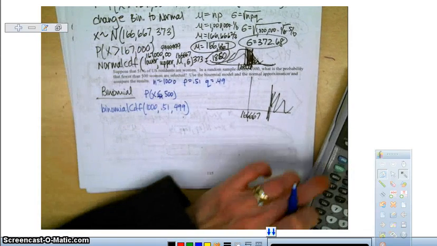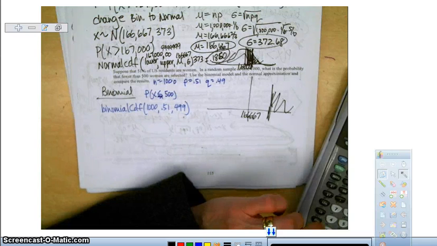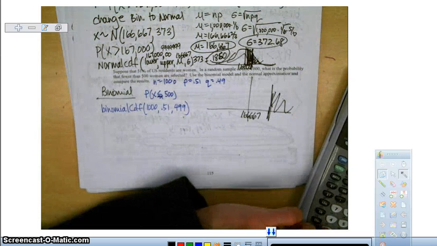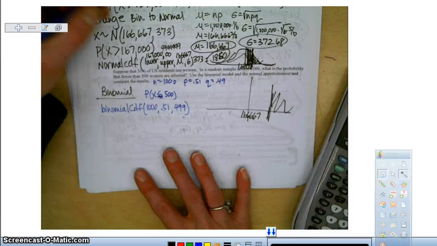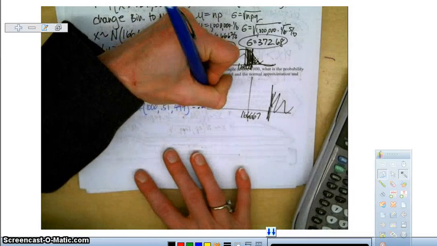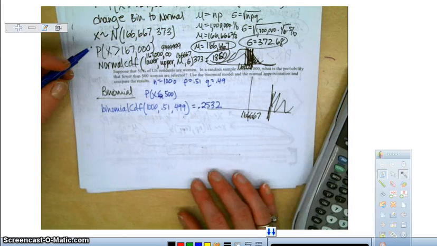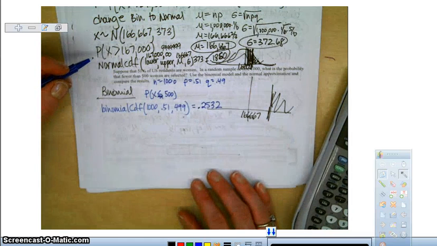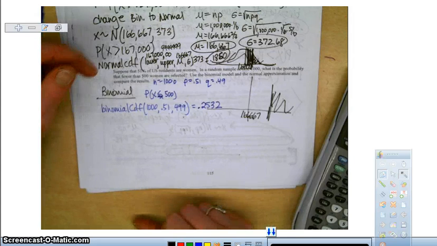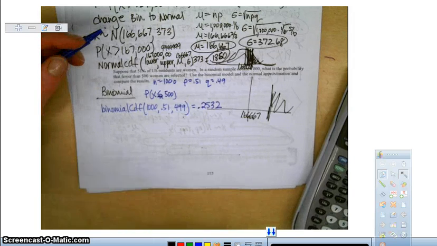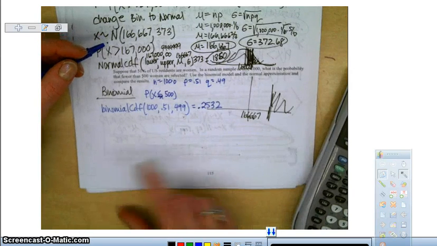And so second distribution, binomial CDF, 1,000 people are being asked, 0.51 and 499. And what do you get? 0.2532? Yeah, 0.253 because the next digit is 2. No, you just look at the one directly next to it for rounding. Okay, so that's the binomial.